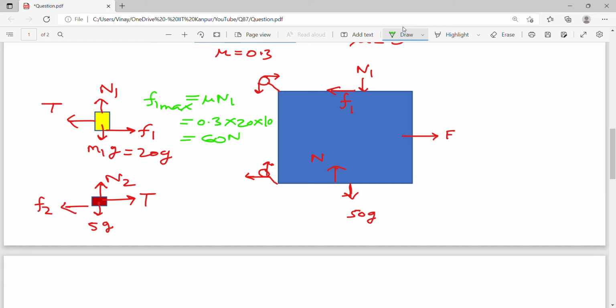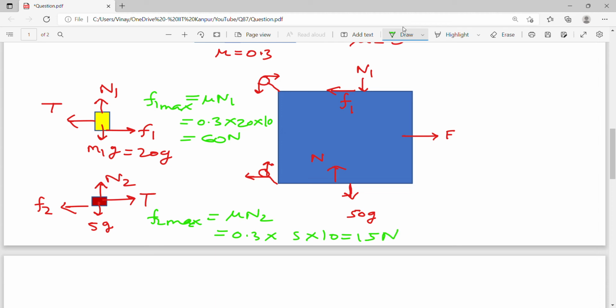What is F2 max? If you do not understand this friction concept, go back to my video. The link for that video you can find in the description: how static friction converts into dynamic friction. I have explained it well. You must understand, I cannot explain the same thing in each of my videos. F2 max is equal to mu N2, right? So mu is 0.3, N2 is 5 into 10, that is 15 Newton.